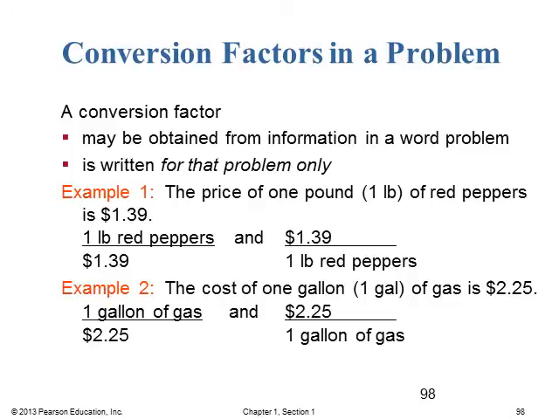Same thing in example 2. 1 gallon of gas is $2.25. So 1 gallon is equivalent to $2.25. And so you put 1 gallon over $2.25 or $2.25 over 1 gallon.